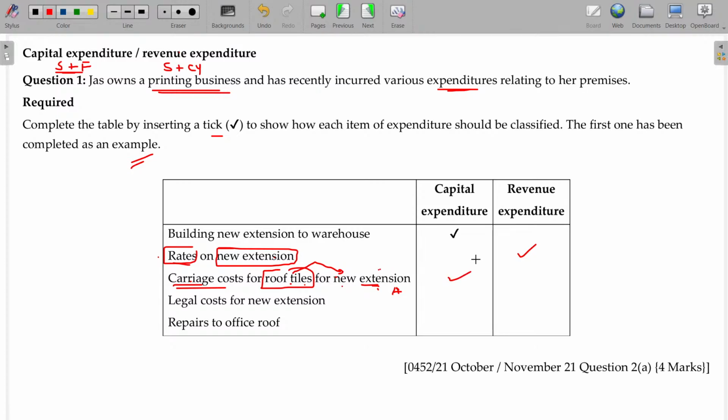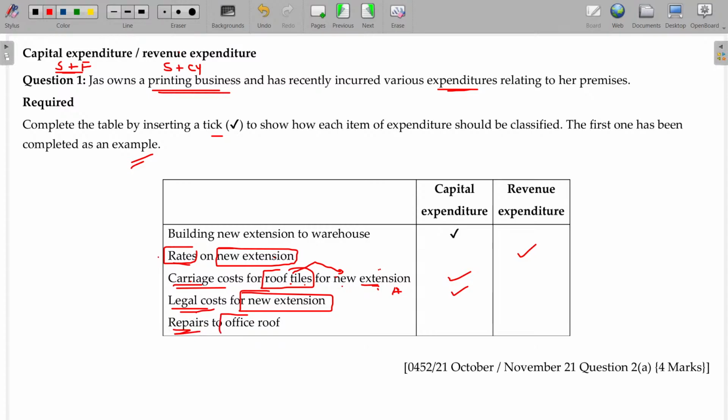Legal cost for new extension. When you go for the new extension the very first time, the expenses you incur to make the new extension usable, including the legal expenses you pay for registration purposes, are also considered capital expenditure. Unless you register the new extension in your name, you are not the owner legally. So it is not a revenue expenditure. It's a part of capital expenditure.